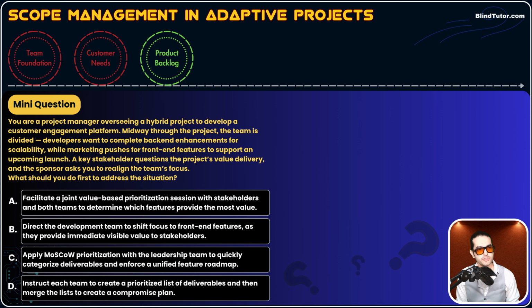Let's see other options. Option B suggests directing the development team to shift focus to front-end features. See? So it picks one side, one party's suggestion, and ignores the other one. Why front-end? What if back-end is more important? Maybe front-end is important, but you don't know it yet. You cannot direct and ask, okay, just focus on that. And remember, guys, for Agile, we don't direct, okay? In Agile projects, we don't direct, no.